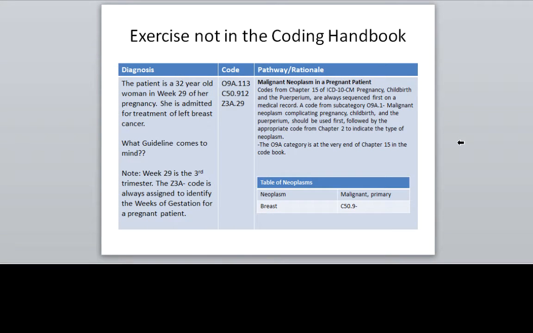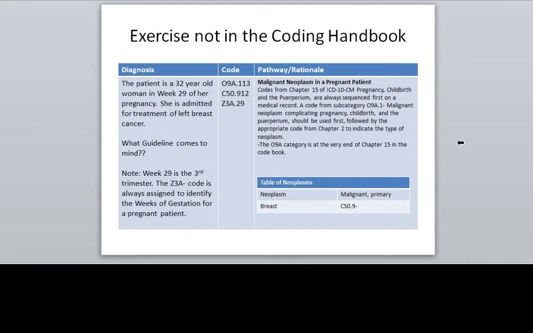Here's another example that is not in the code book, and it's a pregnant patient. I'm not going to get into this too deeply because to me, the coding of pregnancy and pregnancy-related conditions is one of the more difficult chapters in the ICD-10-CM code book. So we're not going to spend a whole lot of time on it, but I just wanted to make you aware that there is a very specific guideline that relates to a pregnant patient having the malignant neoplasm.